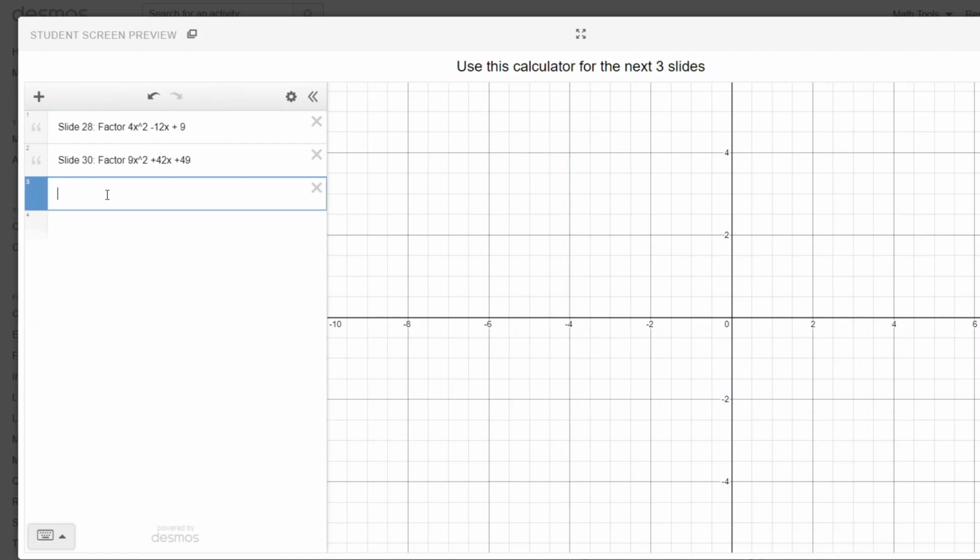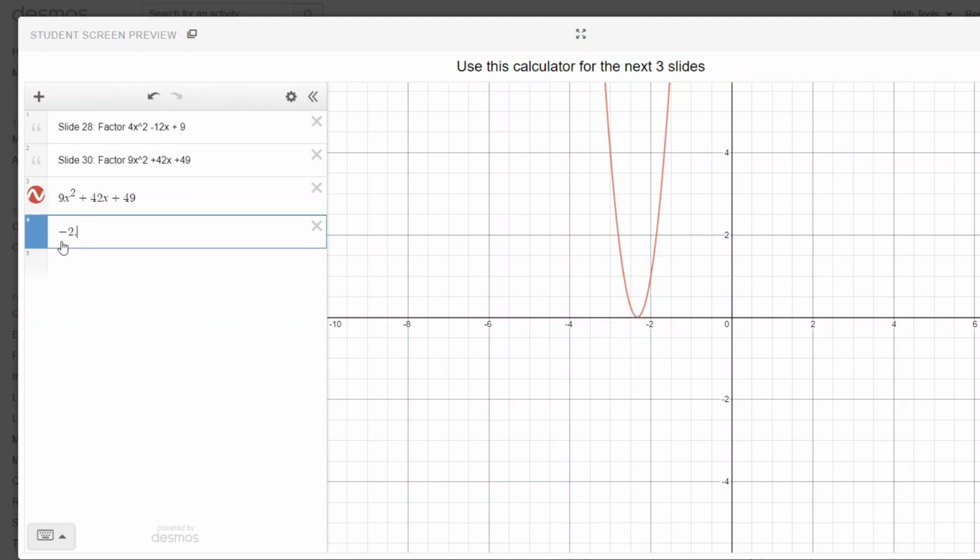So let's go ahead and type in that equation: 9x squared plus 42x plus 49. Once again, just one single root here, negative 2.33. So, the one with 0.33, remember that's the one we're going to keep going.